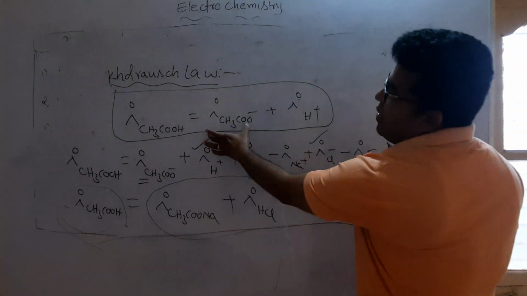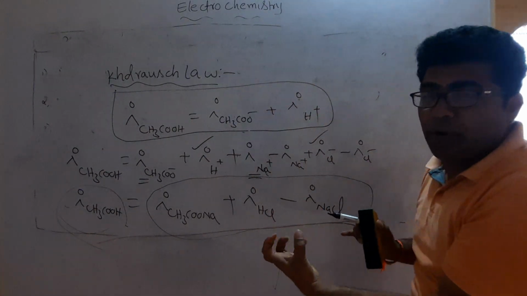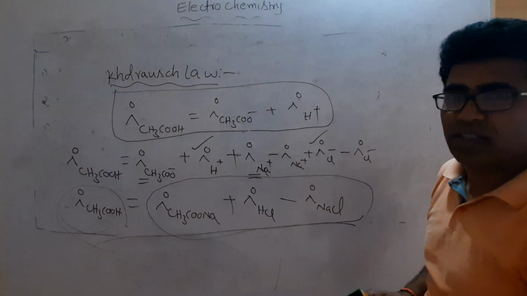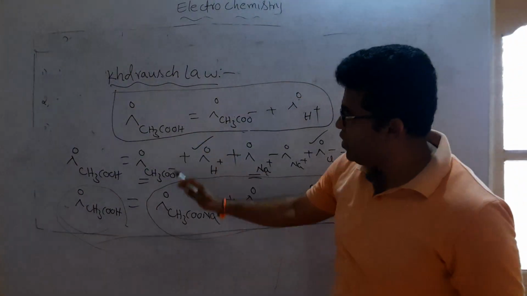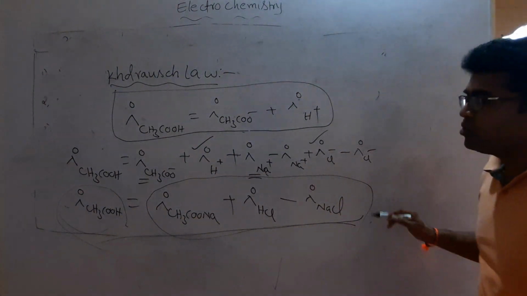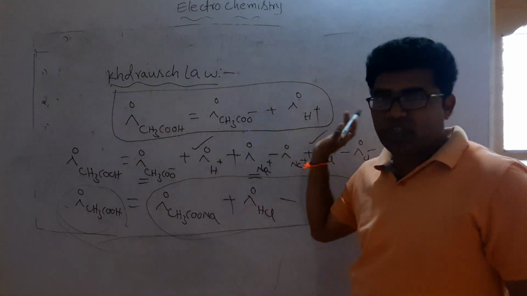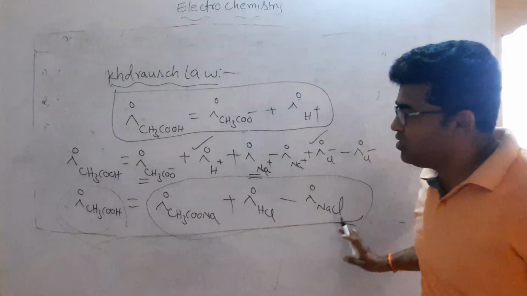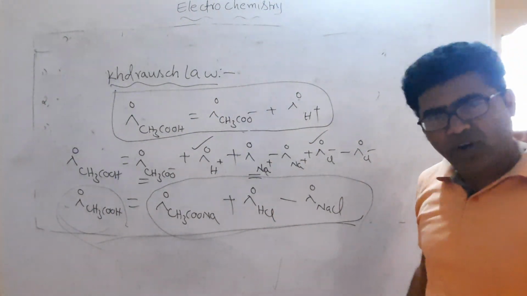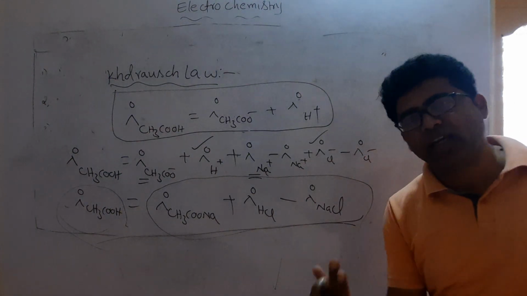So by using the Kohlrausch law, by using the statement of Kohlrausch, we can derive like this. So the mathematical approach here is helpful. What is the mathematics? What is the mathematical equation?